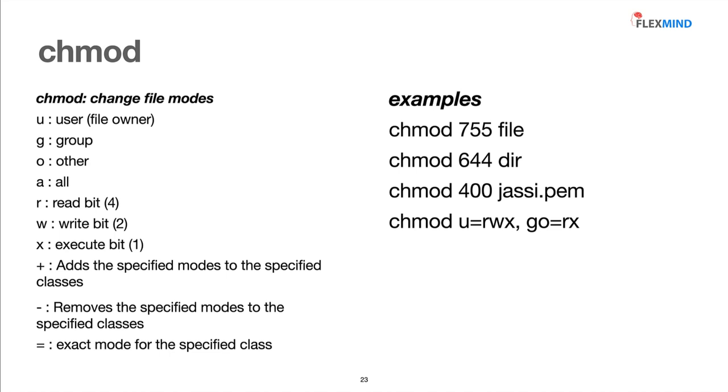Now let's try to see the example in a different way. You see chmod u=rwx,go=rx, which means I am modifying the modes of that file. User means owner has read, write, execute, which means 7, u equals 7, and g and o, group and others, will have read and execute. So read is 4, x is 1, so 5.